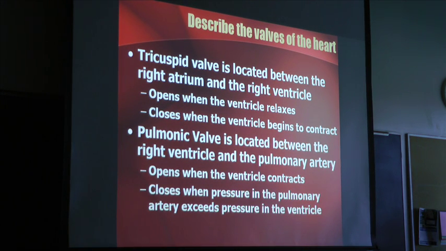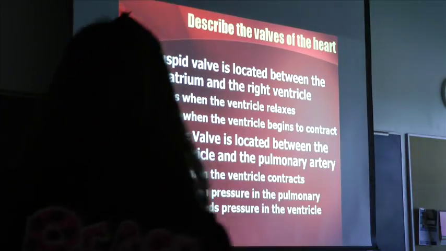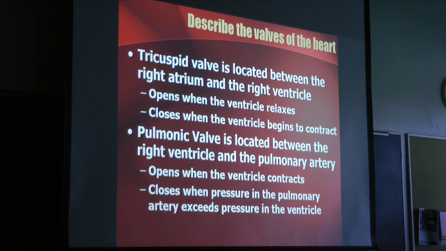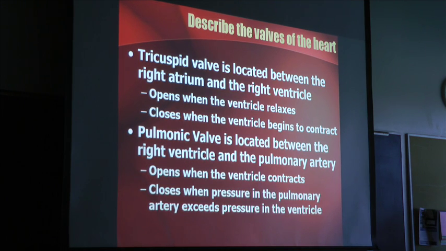Now we're going to talk about the valves in the heart. The tricuspid valve is located between the right atrium and the right ventricle. I think you're used to referring to it as the AV valves, the atrioventricular valves, between the atrium and the ventricle, so atrioventricular valves. So that's the tricuspid valve. The tricuspid valve opens when the ventricle relaxes. It closes when the ventricle begins to contract.